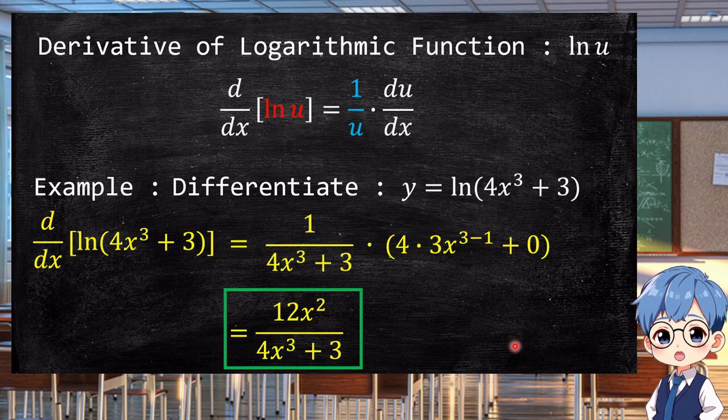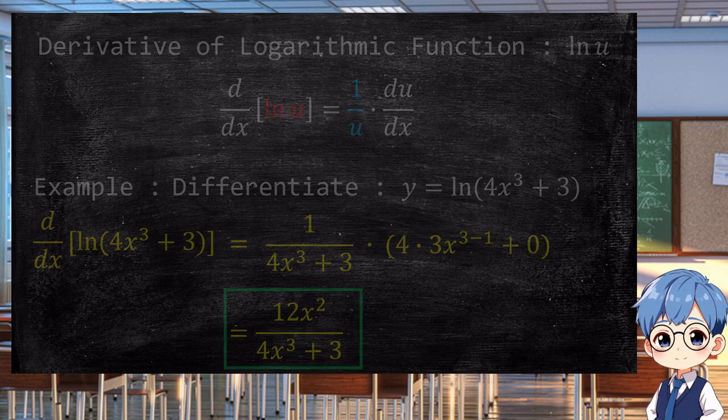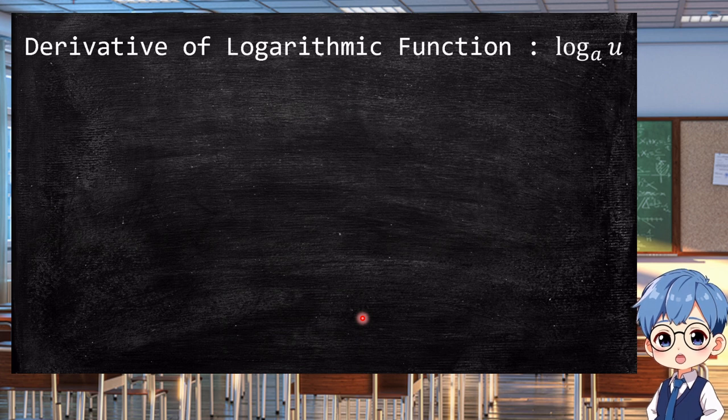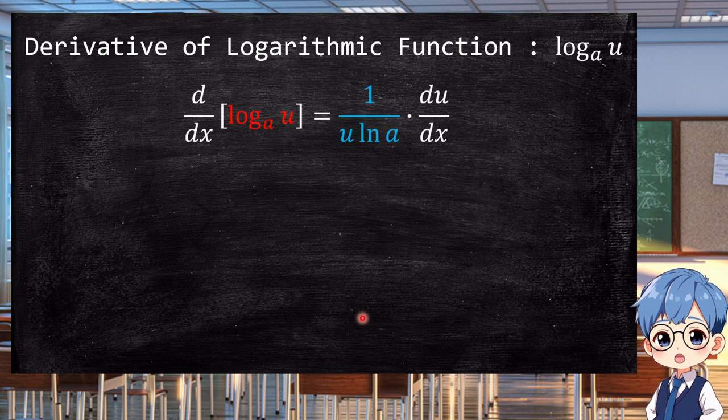Lastly, for logs with any base a, constant a, we will have here the derivative of the logarithmic function log to the base a of u. So the formula is just very similar to natural log of u. We still have 1 over u, but now we have the natural log of a in the denominator. So 1 over u ln of a times the derivative of u with respect to x.